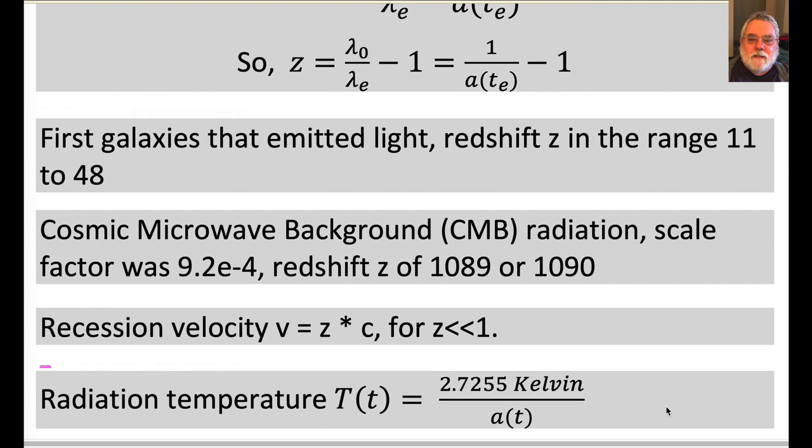The temperature of the cosmic microwave background is 2.7255 Kelvin today, when the scale factor is 1. So, radiation temperature at some time in the past was 2.7255 Kelvin divided by the scale factor at that time.